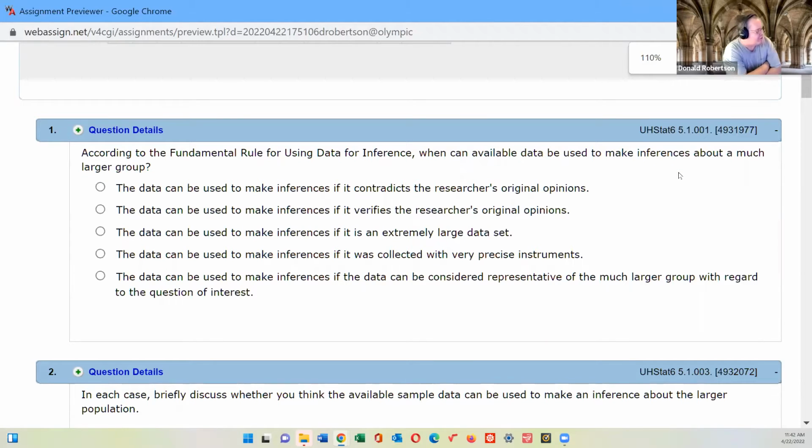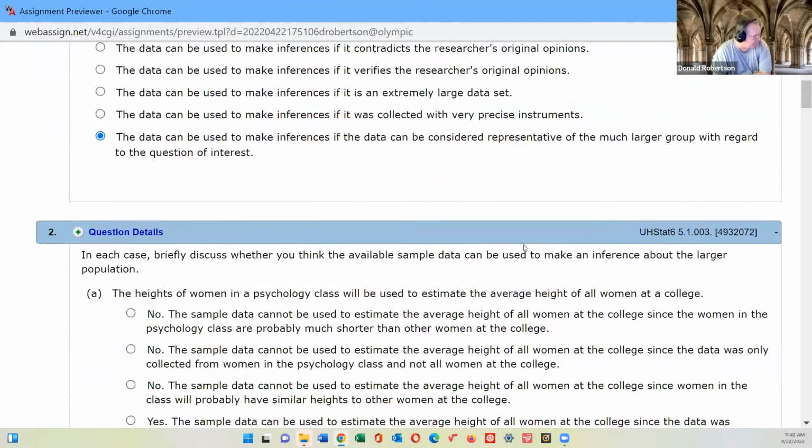According to the fundamental rule for using data for inference, which basically means make sure that your sample is a fair representation of the population. That's what that rule is. When can you make an inference about the larger group? It's that one. The data, the things you collect, should be a fair representation of the group.